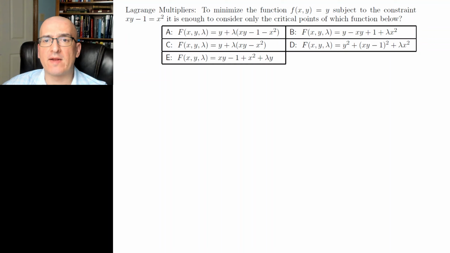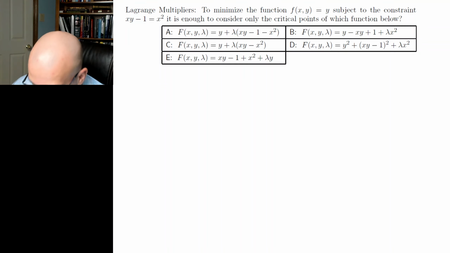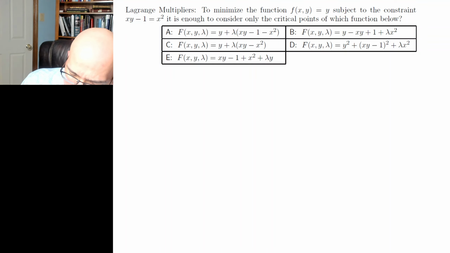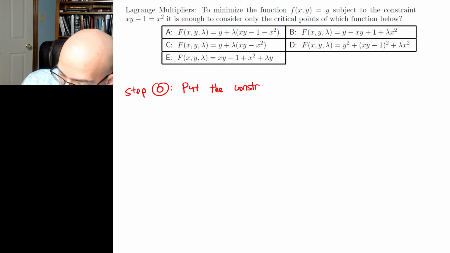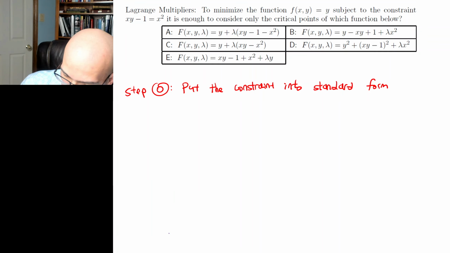Right, and then multiple choice format. So here's that example I mentioned where the whole thing is just finding the Lagrange function. Except there's a twist. Step 0 is actually important this time. We need to put the constraint into standard form. So when we do that, the constraint is this thing.